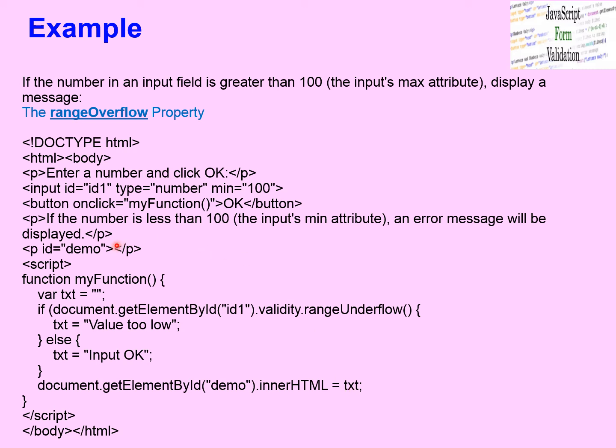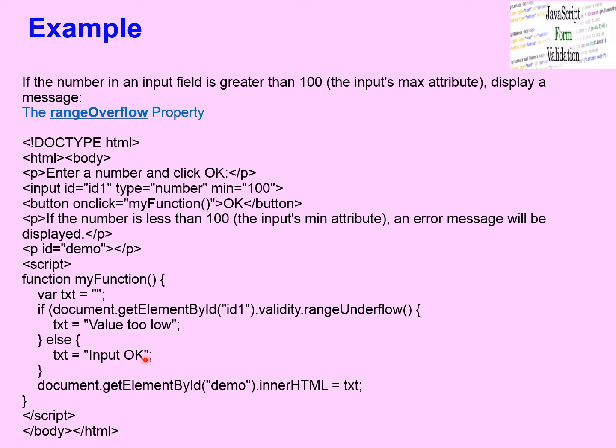So what happens here: at the initial time, when we load the web page, we have a note like "Enter a number and click OK." After that, we have a text field for inputting the number and a button with the text OK. Then after the button, there will be a sentence like "If the number is less than 100, the error message will be displayed." Whenever the user inputs a particular number like 150 and presses OK, it will display "Input OK" after this particular line on the web page.